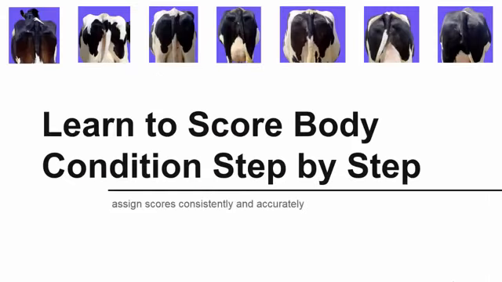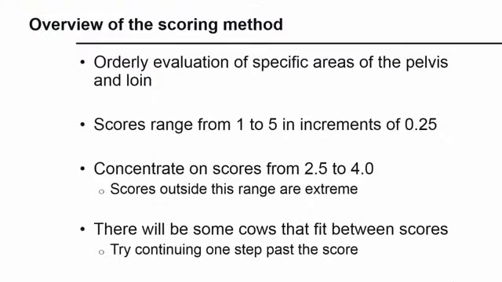The following is a step-by-step guide to help you learn to assign body condition scores for dairy cows based on the process described by Ferguson and co-workers in 1994. Scorers using this method will be able to assign body condition scores consistently and accurately. This system will teach you to evaluate specific areas of the pelvis and loin in an orderly fashion.